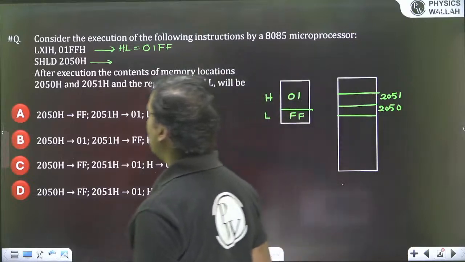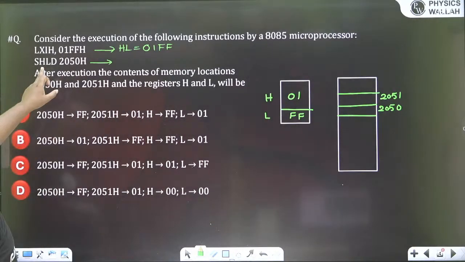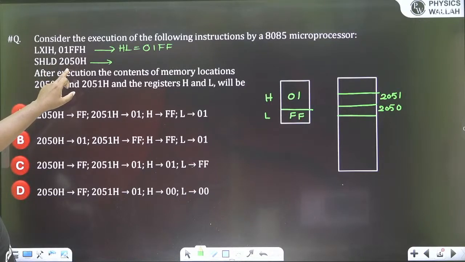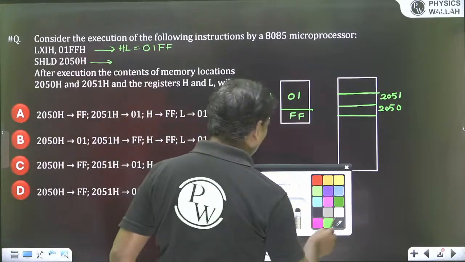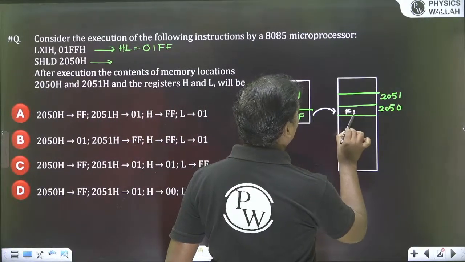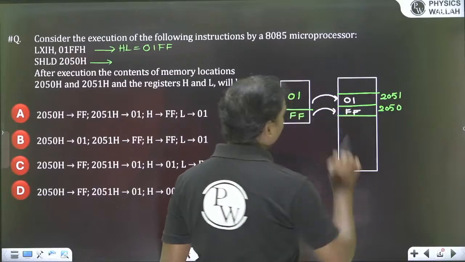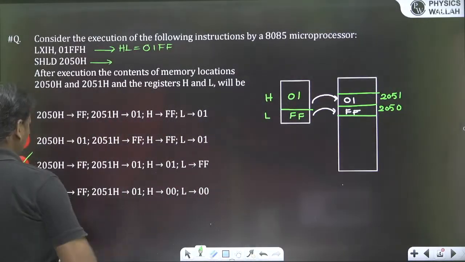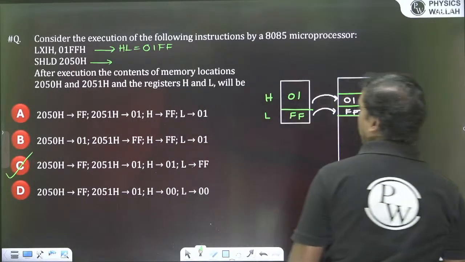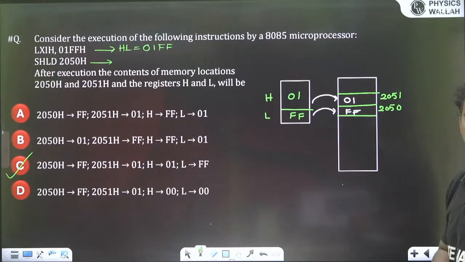Okay, so now what is happening? SHLD means store the contents of HL to the memory locations 2050H and 2051H. So 2050 will be FF, and 2051 will be 01. So option C is going to be the right answer. Very good. HL will not change, right? They will be like that only.